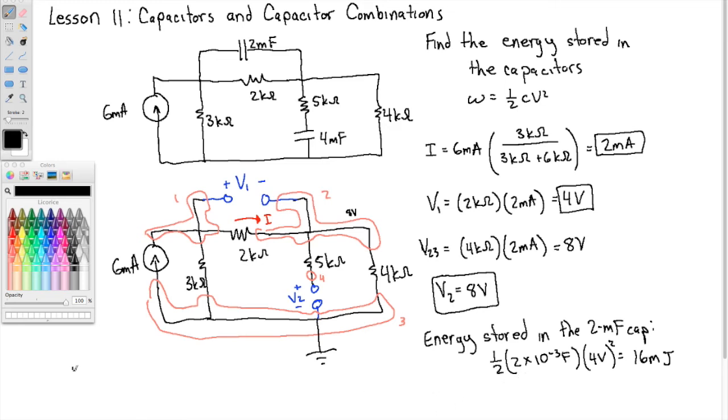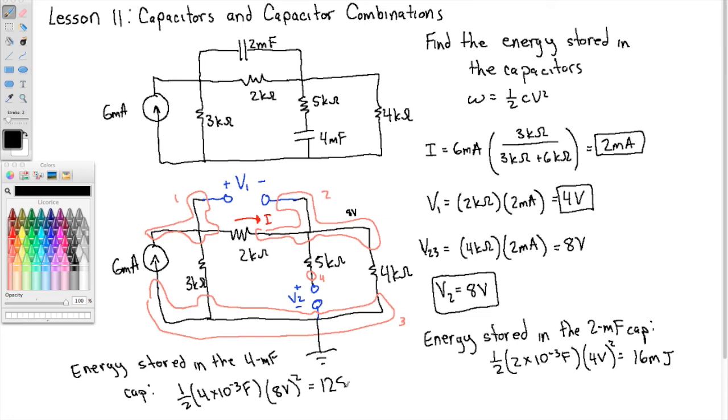Okay, the energy stored in the 4 millifarad capacitor is 1/2 times 4 times 10 to the minus third farads times 8 volts squared, which is 128 millijoules. 128 millijoules, 16 millijoules, and we've got our answer. All right, so I'm going to clean this up a bit, and let's look at another example.